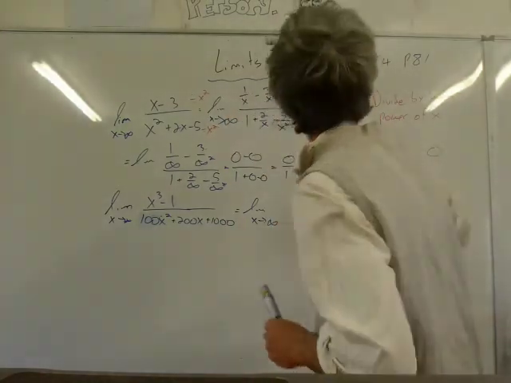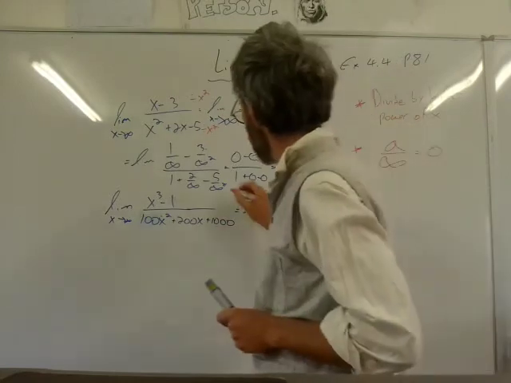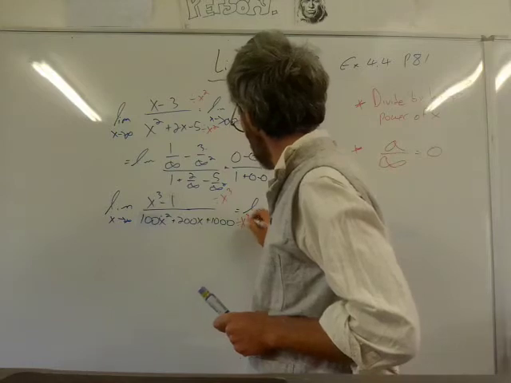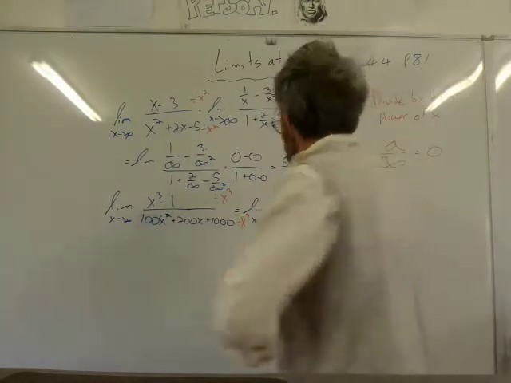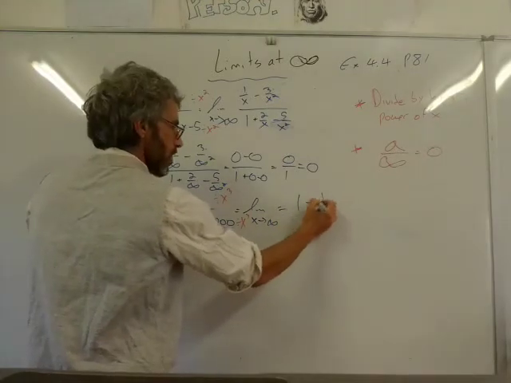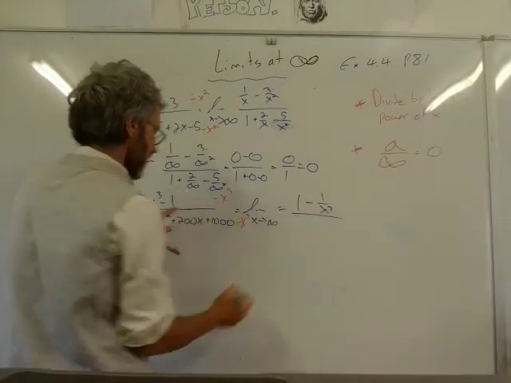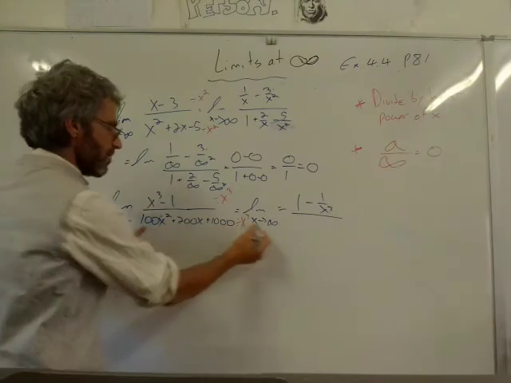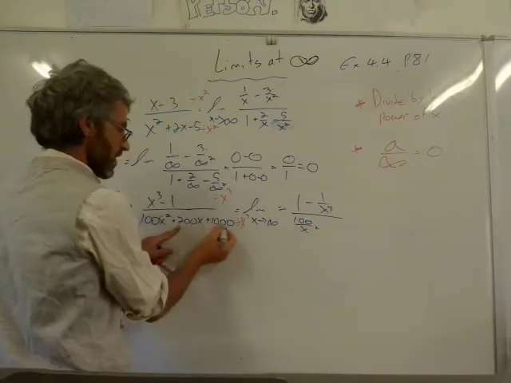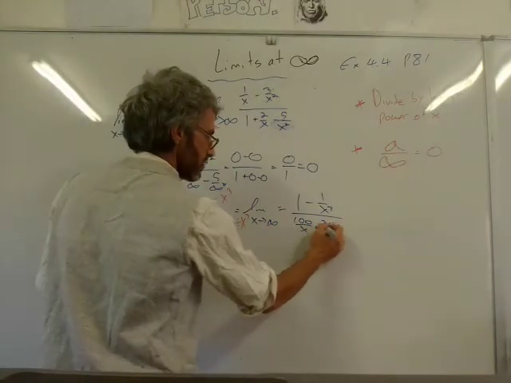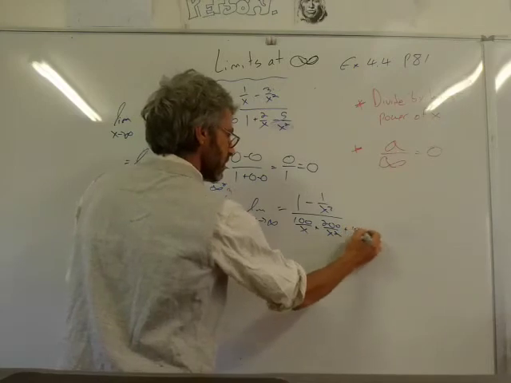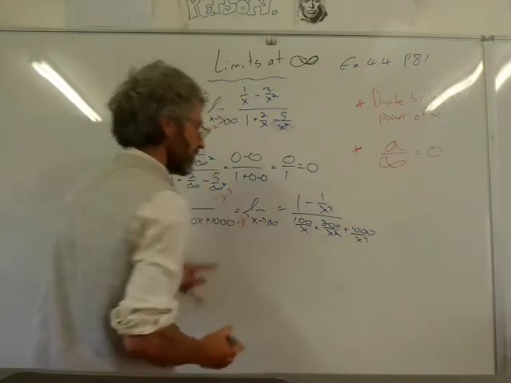So the first thing to do is divide by the highest power of x. In this case, it's x cubed. I'm going to divide by x cubed, top and bottom. That's going to be equal to x cubed by x cubed is 1, minus 1 over x cubed, divided by 100x squared divided by x cubed is 100 divided by x, 200x divided by x cubed is 200 divided by x squared, plus 1000 over x cubed.